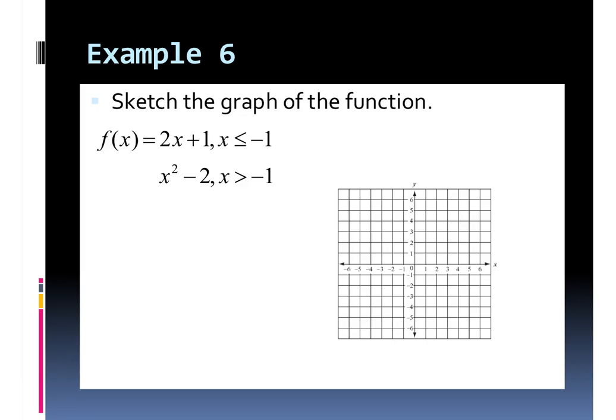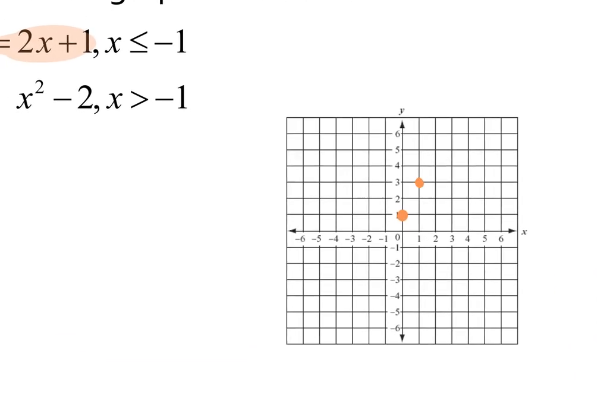Example 6, okay? Because the top one is a line, I'm going to do the top one the way we just did it, and the bottom one's a parabola, I'm going to plug in some points, so you can see both. The top one is a graph line where my y-intercept is at 1, and my slope is 2, up 2 to the right 1, or down 2 to the left 1, but I only want it where x is less than or equal to -1.